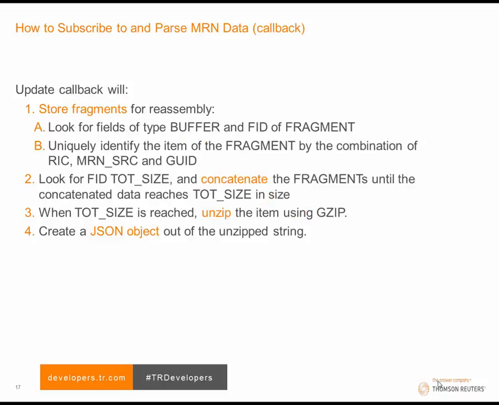Once we receive the updates in our update callback, we will store fragments for reassembly. We look for feeds of type buffer and feed of fragment. We uniquely identify the item by the combination of rig, MRN source, and GUID. We also look for feed tot size, and we concatenate the fragments that we receive until the concatenated data reaches tot size in size. Once it's reached, we're ready to unzip it using gzip and to create a JSON object out of the unzipped string.